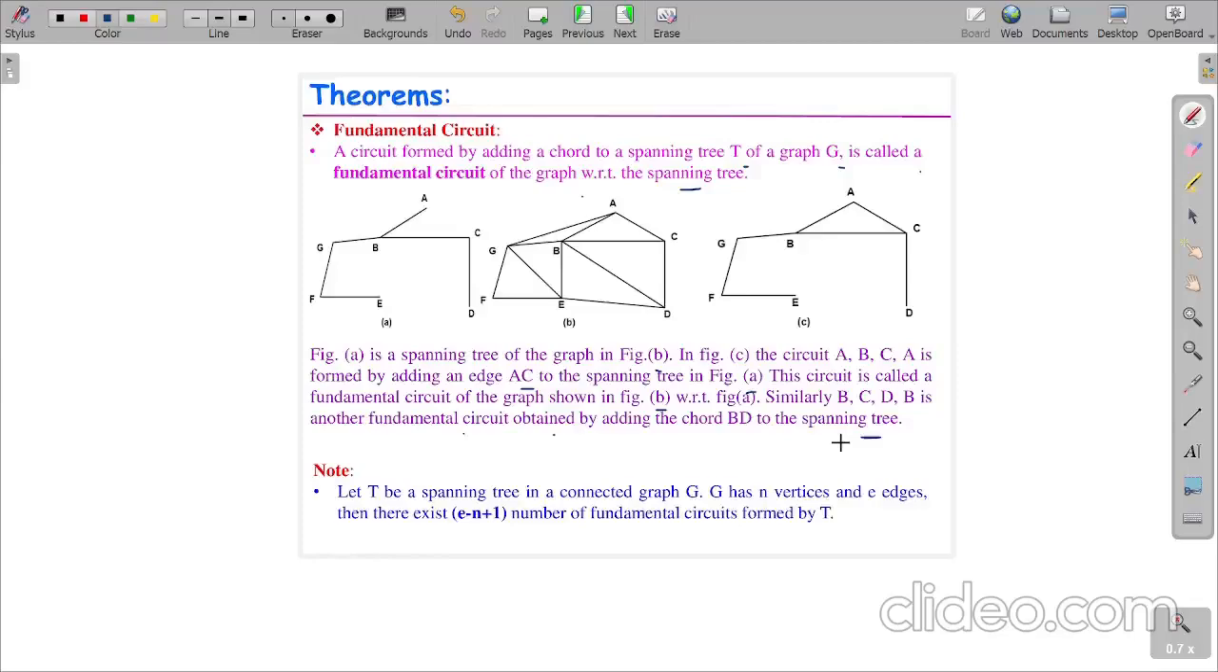So this is the process. How will you find the spanning tree? Actually, the edges which we delete from a connected graph to get a spanning tree, if we add those edges to the spanning tree one by one, we get fundamental circuits. There is a note. Let T be a spanning tree in a connected graph G. G has n vertices and E edges. Then there exist E minus n plus 1 fundamental circuits formed by T.